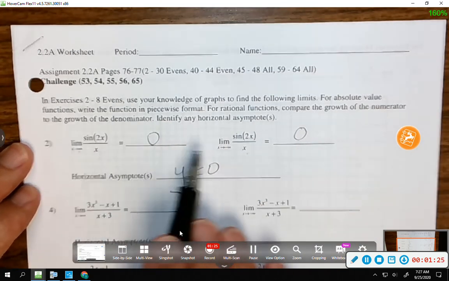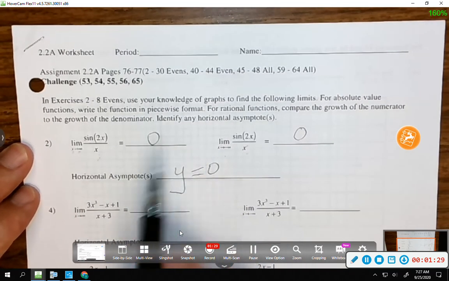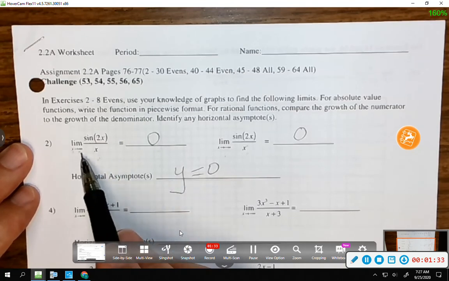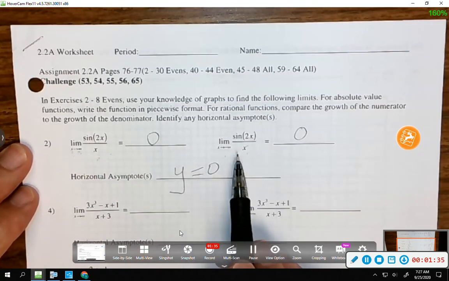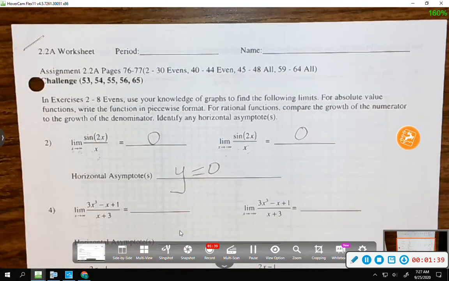Sometimes students will get this confused with those sandwich theorem problems that we did and try to multiply this by 2 over 2. But that's when we're taking the limit as x approaches 0. Don't get that confused with when we're taking the limit as x approaches positive or negative infinity.